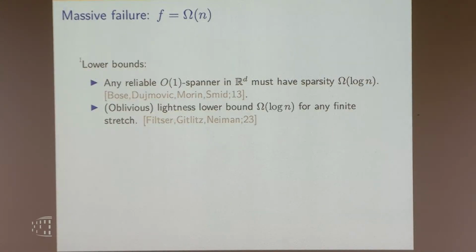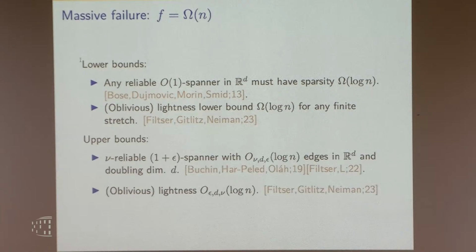And in this model, in Euclidean, you can get a lower bound: the sparsity can't be constant, so it has to be omega log n. And then you can get upper bounds that more or less match the lower bound. So this works very well for the metric version, but somehow it doesn't work for graphs. The model of fault is very interesting.